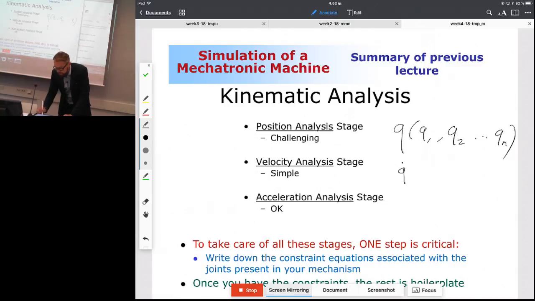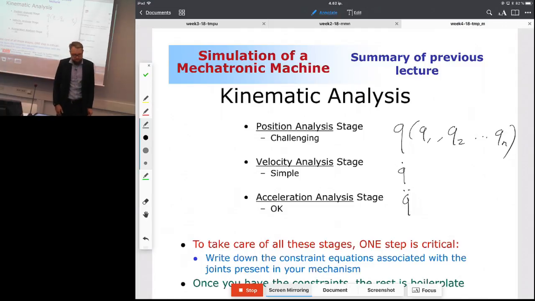Then we're going to go one step ahead, and finally we have to solve the acceleration, which is q double dot. So once you know the acceleration, then you're ready to move on to the next time step. You increase the time, and you redo the whole thing. That's how the kinematic analysis will go.